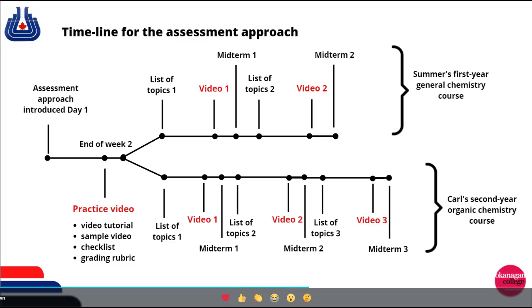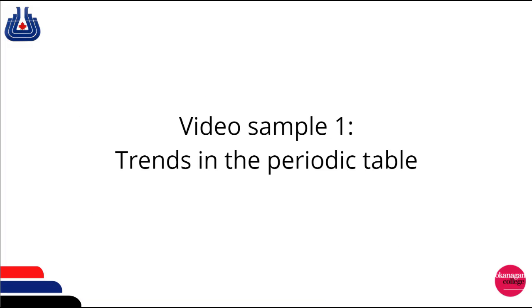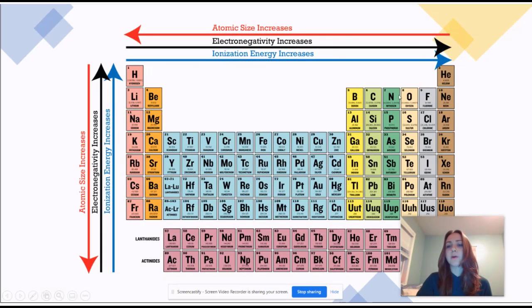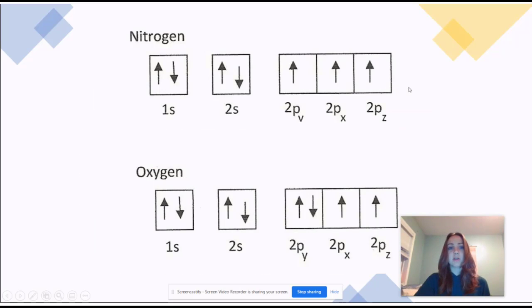This is a short clip of a student video in response to a question about the trends of ionization energy on the periodic table. So, for example, if we're taking a look at nitrogen and oxygen, you would think that oxygen has a higher ionization energy than nitrogen, but that's actually not the case. And we need to take a look at the electron configuration in order to discuss this.